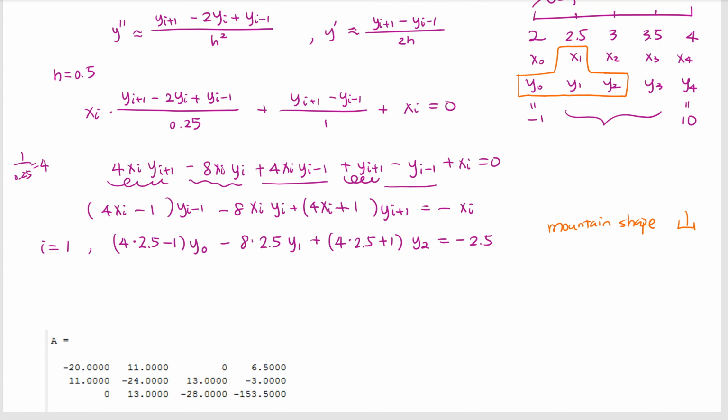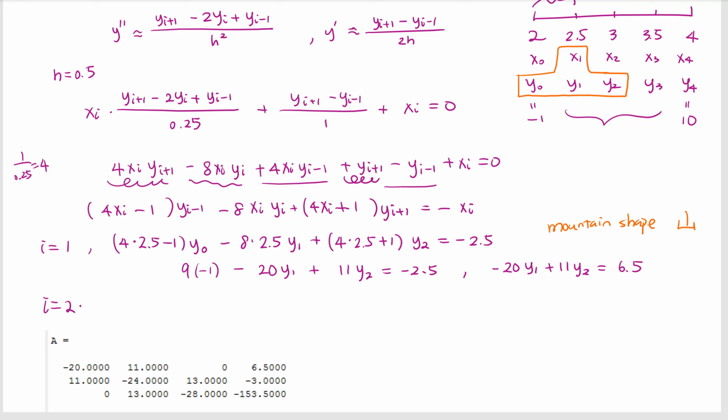4 times 2.5 is 10. 10 minus 1 is 9. y0 is actually -1. And then minus 8 times 2.5 is 20, so 20y1 plus 4 times 2.5 is 10. 10 plus 1, 11. y2 equals minus 2.5. So we can move all the constants to the right. So we get minus 20y1 plus 11y2 equals, this is minus 9, move to the right, become plus 9. 9 minus 2.5 is 6.5. So this is the first equation.